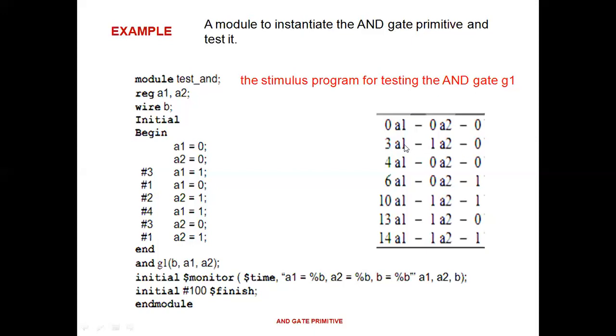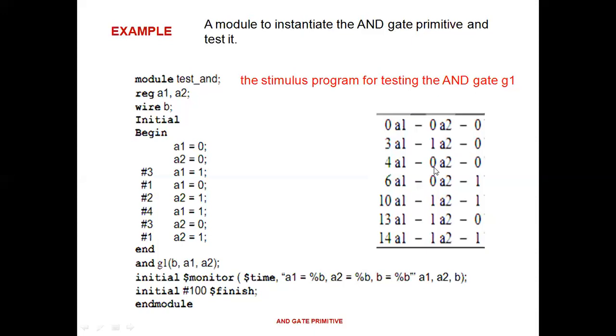Okay, that means a1 changes, a2 remains the same. That means some change has happened. Then definitely it has to display, because that is the definition of $monitor. $monitor will display any change of the value of the variable on the screen. That is why it is displayed.